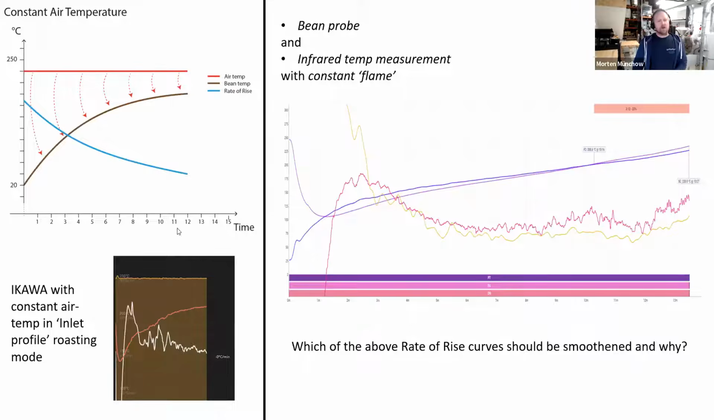So the constant declining rate of rise is a pretty natural thing to happen in the roaster anyway, right? Here, if you have a constant air temperature in your system, and I tried to do this on the Kawa, you'll get the situation that is illustrated here. It's the temperature difference between two substances that will determine the speed with which the energy is exchanged.